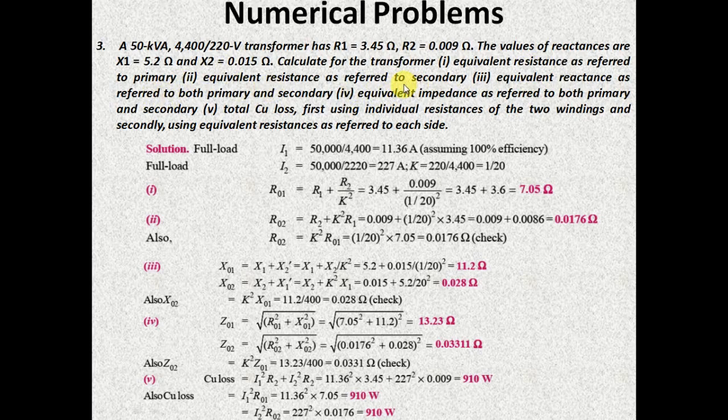Then you are asked to find the value of R02. Similarly, you have to find the value of X01 and X02. Then Z01 and Z02. So from here till here, you can follow the same steps in the previous problem to find the answer. Now, here you are also asked to find the total copper loss, first using individual resistances of the two windings and secondly using equivalent resistance. Individual resistances means you have to find the total copper loss by using R1 and R2.